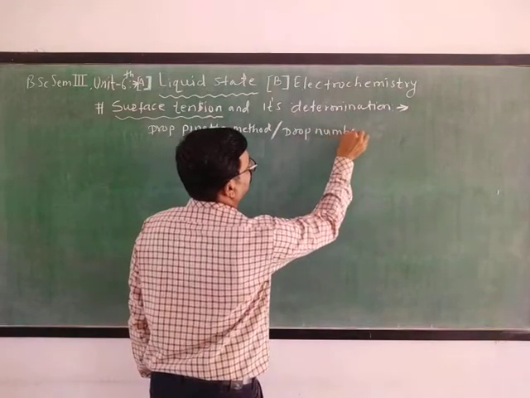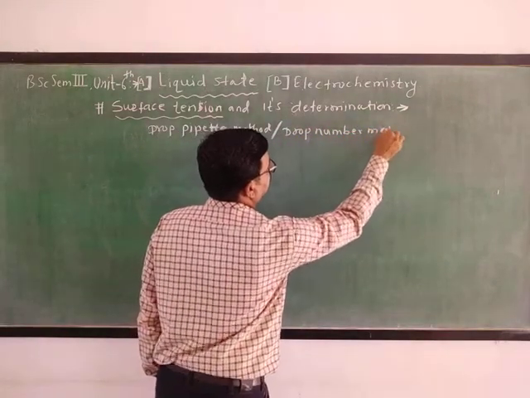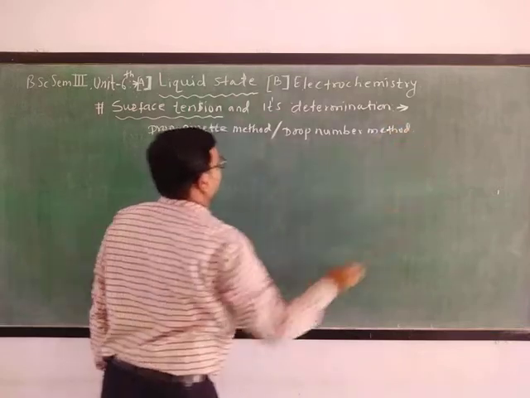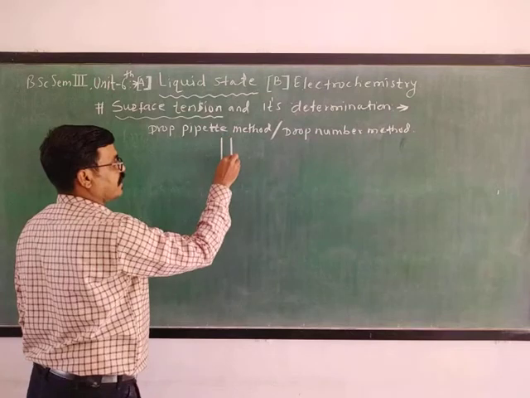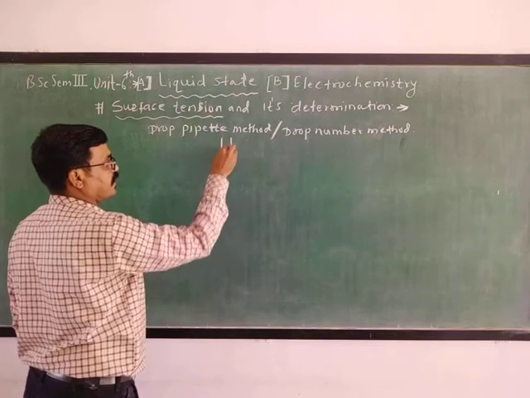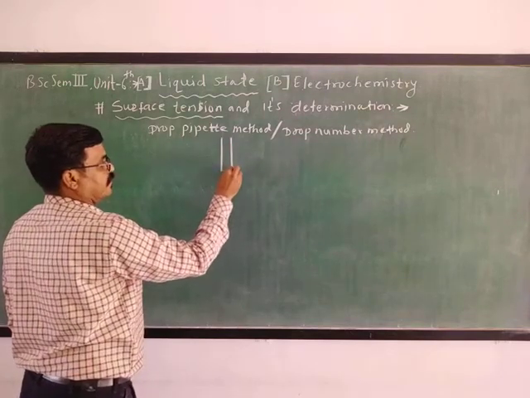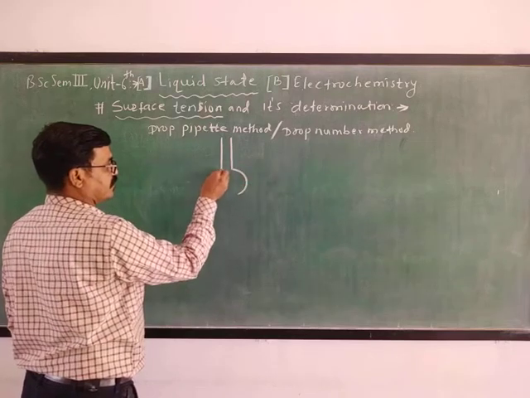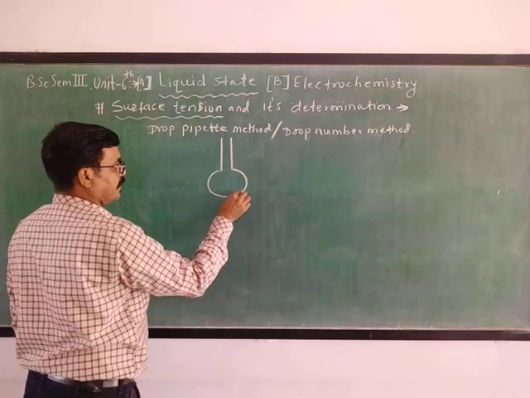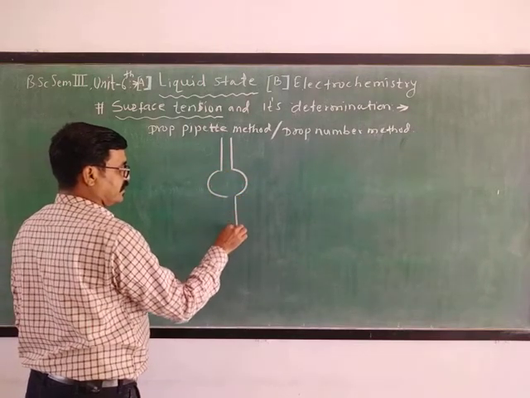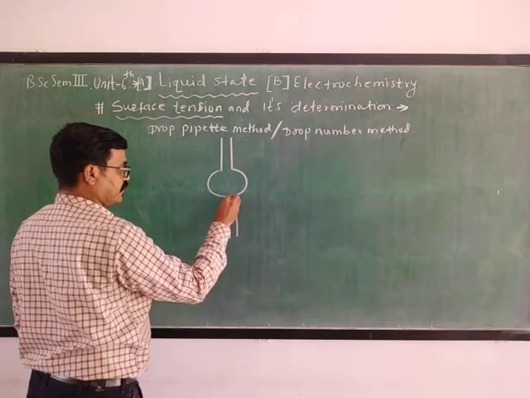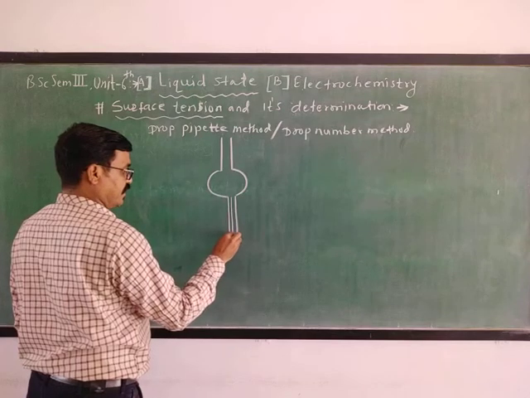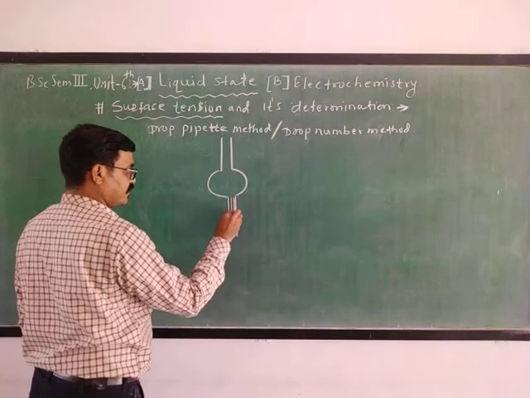Drop number method. The apparatus used is a stalagmometer. This stalagmometer is made of glass. In such a way, there is a glass bulb, and below this there is a capillary of this glass.